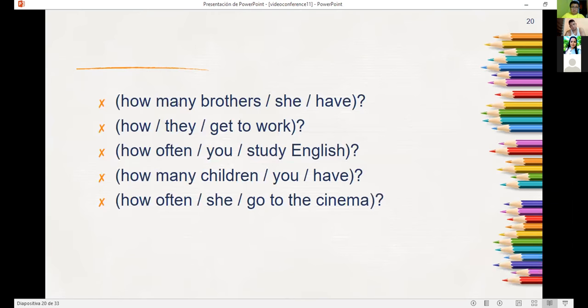Like, for example, this one. Y aquí hay una variante. Tengo how many, que se refiere a cuántos, ¿ok? How often se refiere a qué tan seguido, ¿ok? Pero la estructura es la misma. So, go ahead, finish these sentences, ¿ok? Remember to write in the chat when you finish.